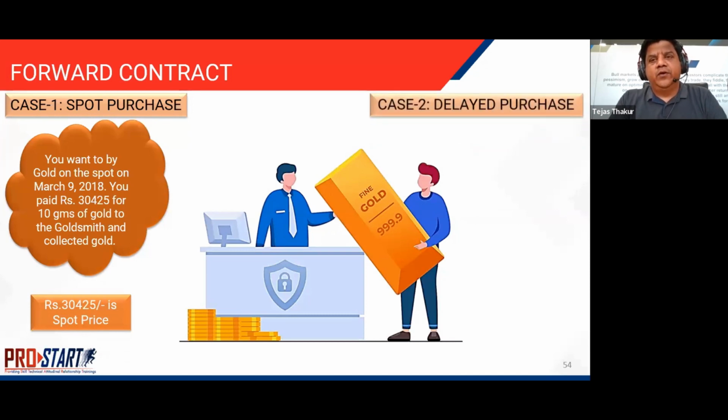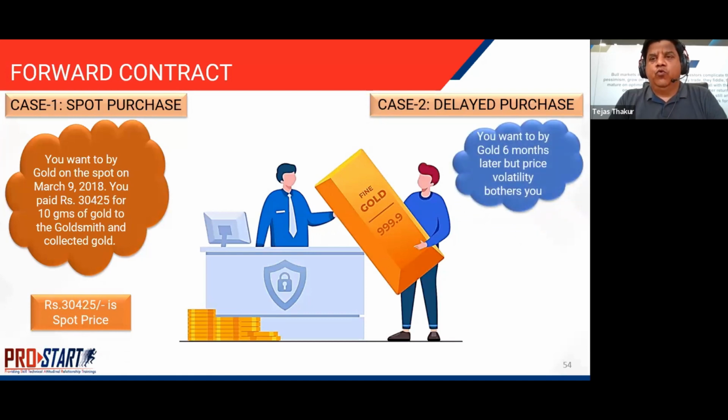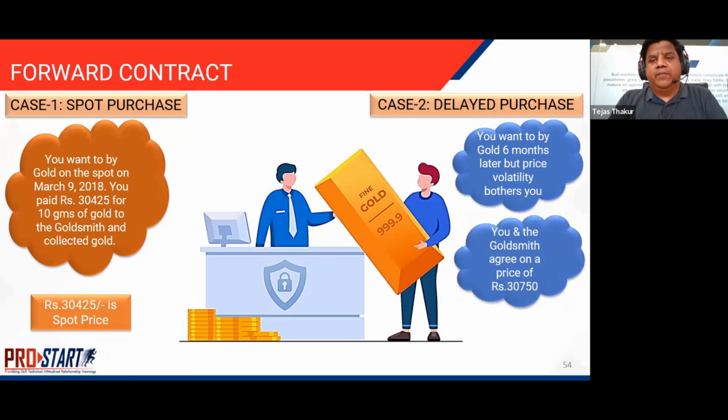Let's look at scenario number 2, delayed purchase. Now you don't want to buy today. You want to buy gold 6 months later, but the price volatility bothers you. You don't know whether it will be 30,425 or higher or lower, so you're concerned about that. What do you do? You and the goldsmith agree on a price in the future. After 6 months, he says, I feel the gold prices will go up. You say, no, it will not go up. You come to a conclusion that, okay, fine, 30,750 is a good price 6 months hence.